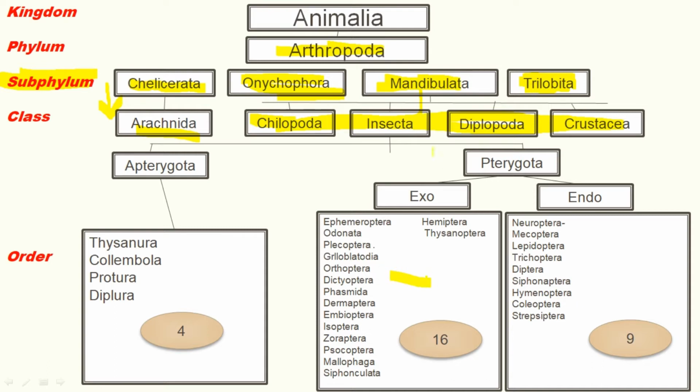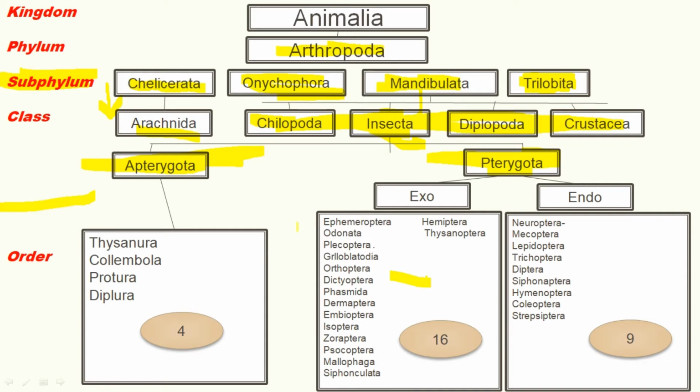Again, the class Insecta, the Hexapoda, which has 6 legs or 3 pairs of legs, is divided into subclasses, Apterygota and Pterygota. Again, it is subdivided into orders. Those things we'll discuss later.